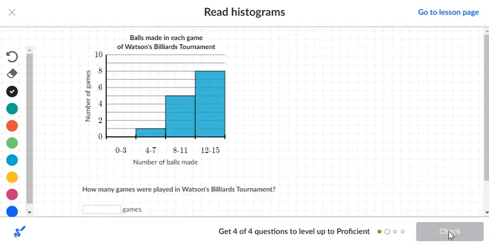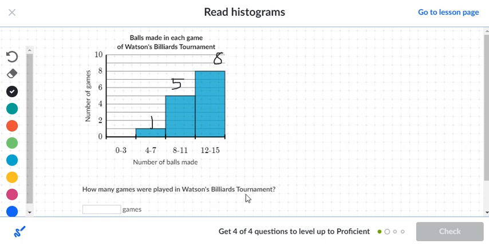Okay, again, we've got a histogram, and again, we go from 0 to 3, but there's nothing there. From 4 to 7, from 8 to 11, and 12 to 15. Now these were balls in a billiard tournament game, so these are number balls that are being made here. So right here, from 0 to 3, there's nothing. From 4 to 7 is between 0 and 2, well, that's 1. From 8 to 11, that's between 4 and 6, so that's 5. And then 12 to 15, this is exactly 8.